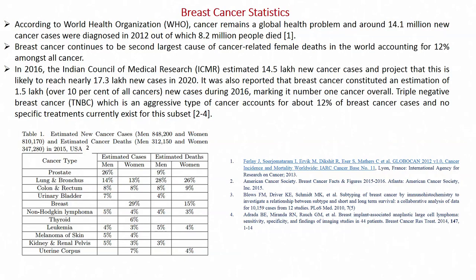Breast cancer, amongst 29% of estimated cases, 15% from 29% is the death rate. Same way lymphoma, thyroid, leukemia, which is blood cancer, melanoma, which is a skin cancer, kidney and renal pelvis, and finally uterine corpus. So, these are the major cancers that occur in humans and estimated death in numbers from this particular table.